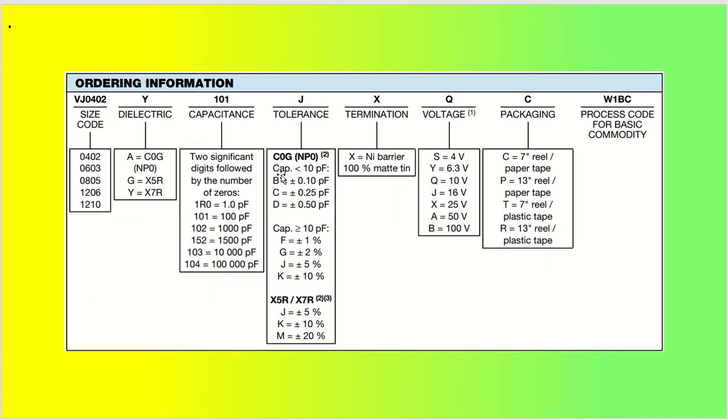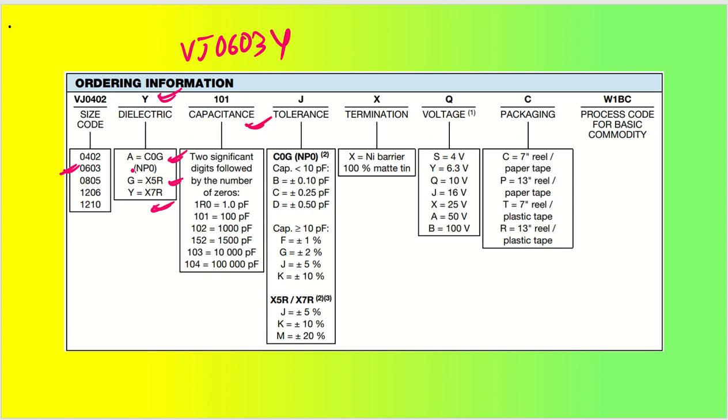In the same datasheet you can see we have the part ordering information as well, like this is the series name, let's say VJ0402. If you want, you can write it down like that. Let's say the first is the size code, and I am going to select 0603, so I'll write it down here. Then we have the dielectric: Y means X7R, G means X5R, A means NP0 or C0G. I will put Y so that I will have X7R.